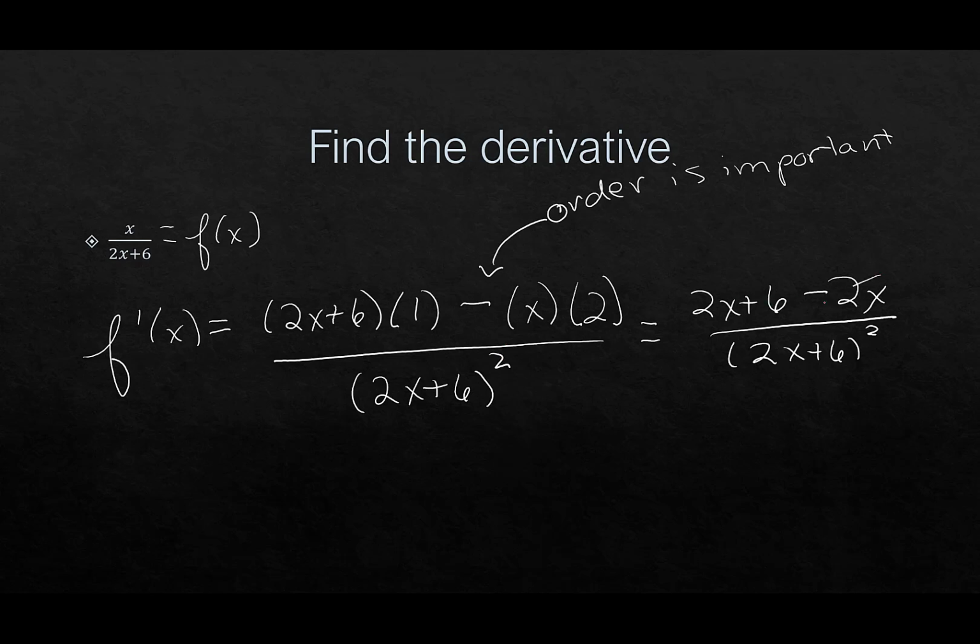2x plus 6 minus 2x, the 2x goes away. I end up with 6 over (2x plus 6) squared. Notice I didn't cancel anything out earlier. You really want to simplify the numerator, simplify the denominator.